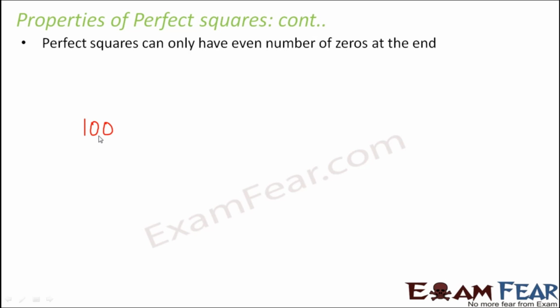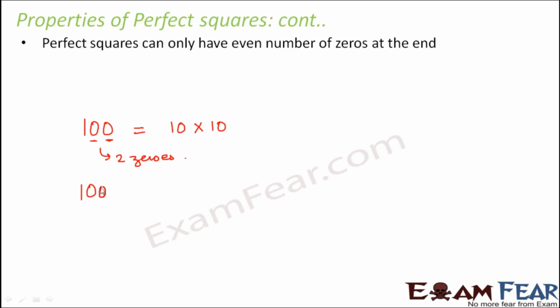So 100 is an example of a number with zeros at the end, right? Now, is 100 a product of two same numbers? Yes, because 100 is a product of 10 and 10. So two same numbers, when you find their product, you get 100. So 100 is a perfect square. But how many zeros does 100 have? There are two zeros in 100.